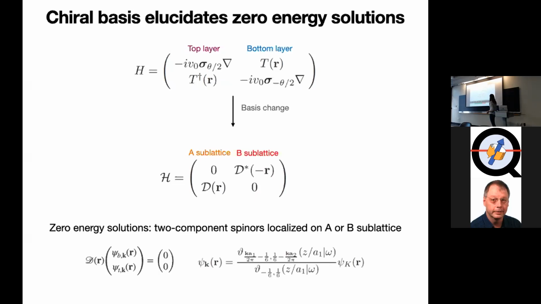The other nice thing that happens is that zero energy solutions to this are going to be two-component spinors. They'll either be 0, 0, something or something, 0, 0. They're going to be zero energy eigenstates of either this 2x2 matrix or that 2x2 matrix. So the flat bands, which are the zero energy states, are only two-component, and they're either localized on the A sublattice or the B sublattice. So in this simplified model, the flat bands have sublattice as a good quantum number.